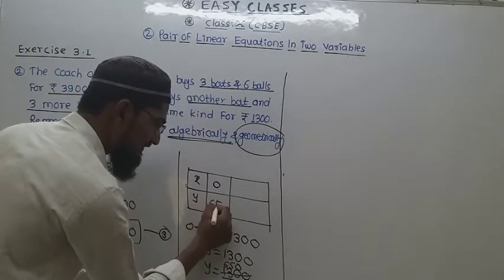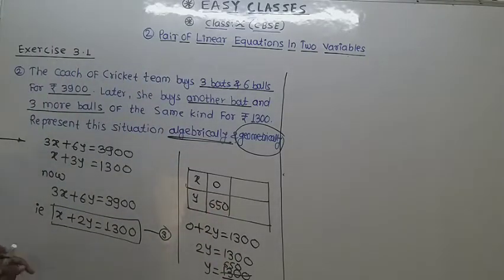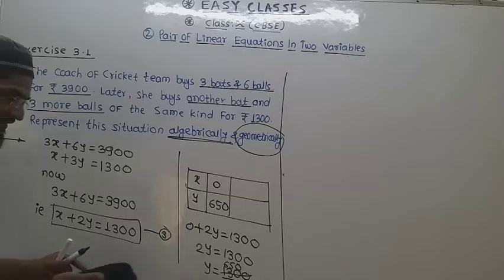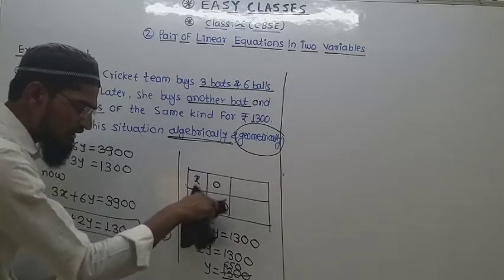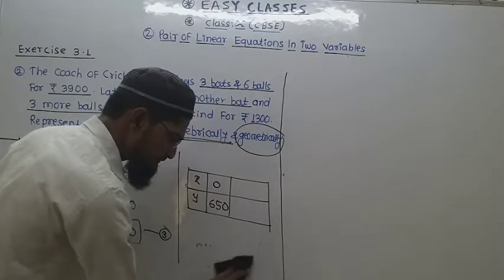So I write here 650. Now we want the second point. I already told you that this is not necessary. We want only the point, so I rough it.